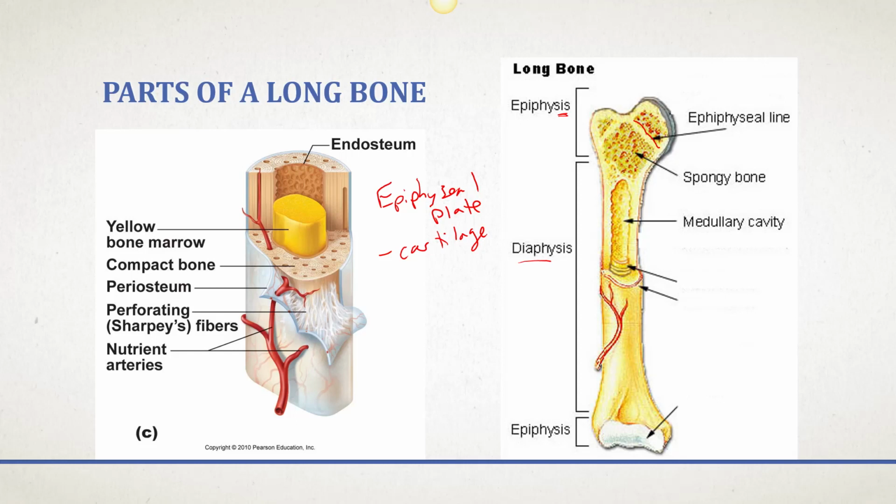Here you can see a picture. There's the periosteum. Peri means to surround something. Osteum is referring to the bones. So the periosteum is a connective tissue that surrounds the outside of the bone. The endosteum, endo, is talking about inside of or from within. The endosteum is connective tissue that lines the internal cavities of the bone.